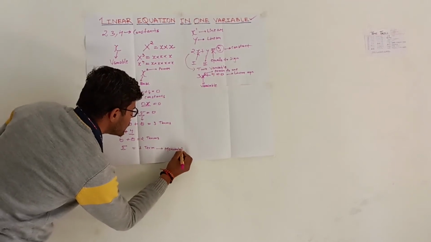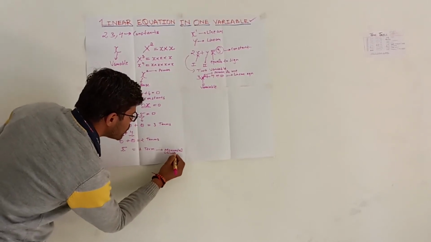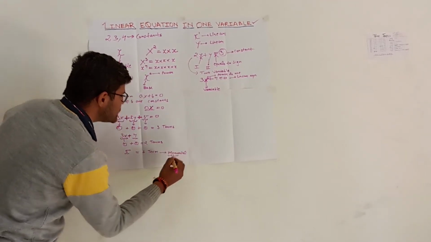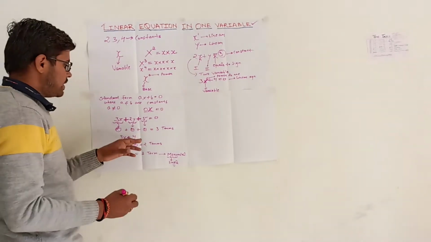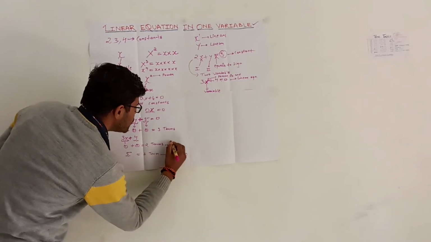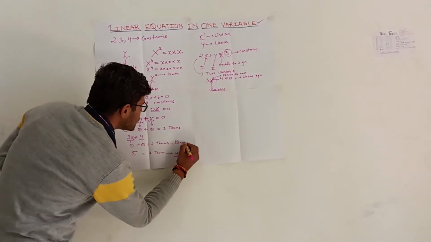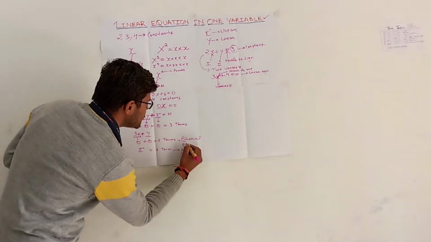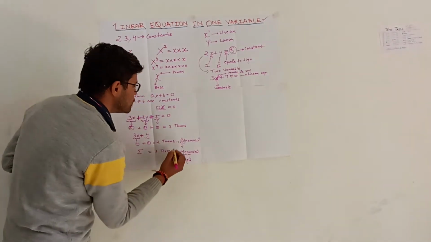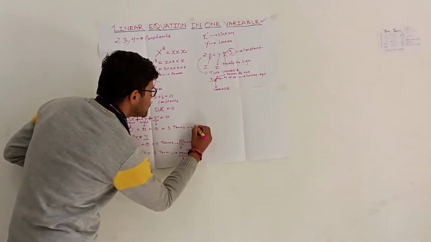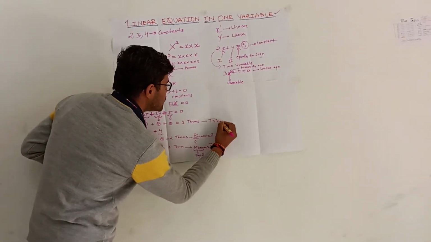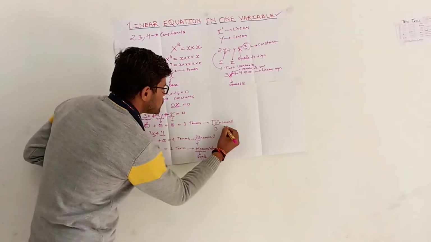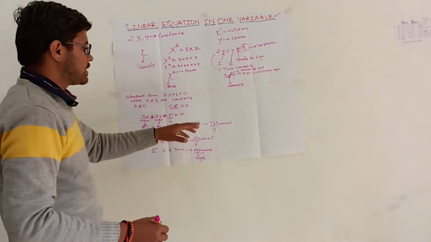Monomial. Generally, we know the meaning of mono. Mono means single. That means a single term. Then two terms is known as a binomial. Bi means two. That means two terms. And three terms is known as a trinomial. Tri means three. So three terms will be called a trinomial.